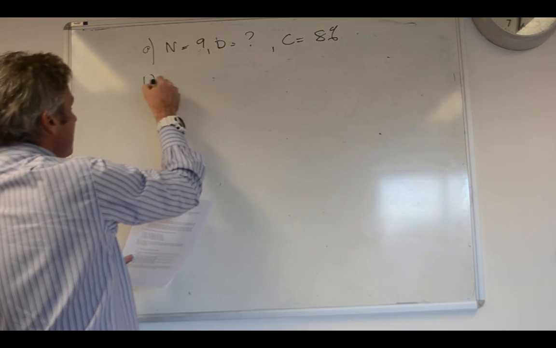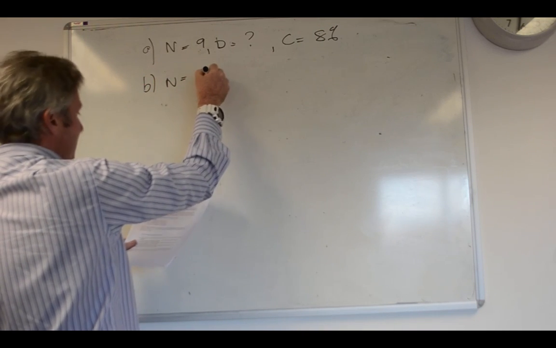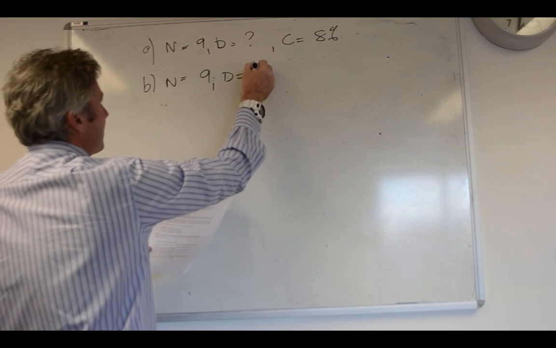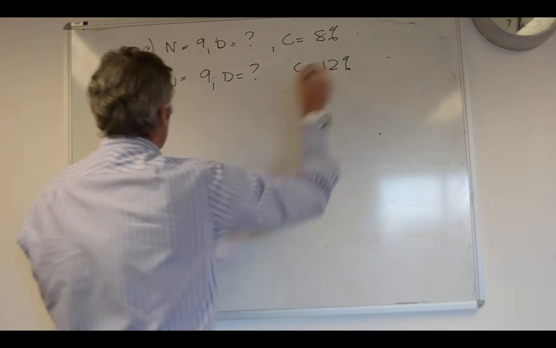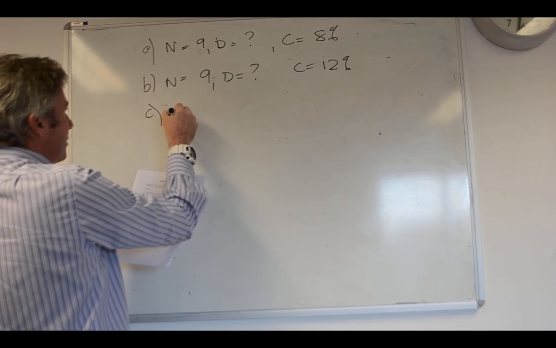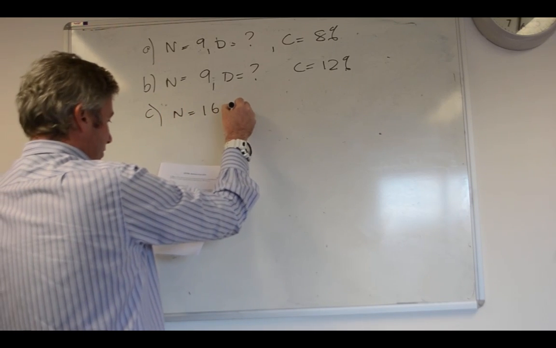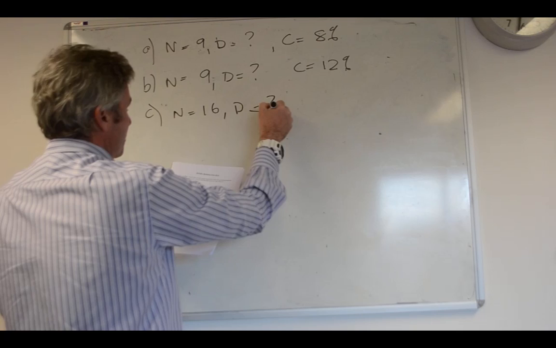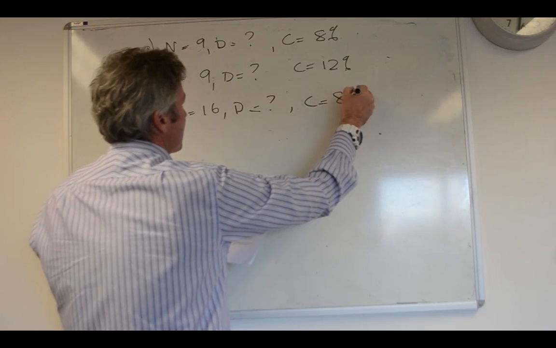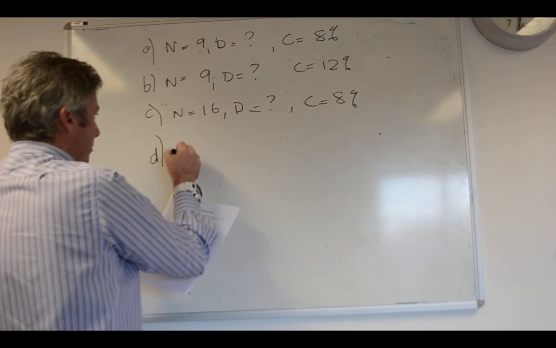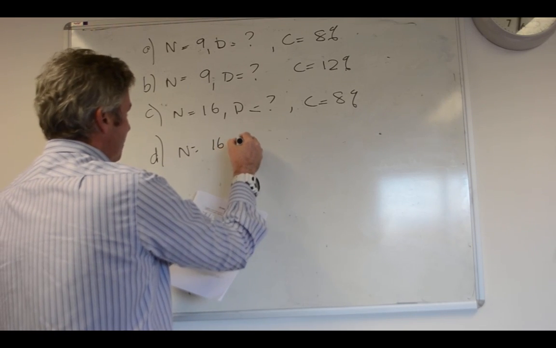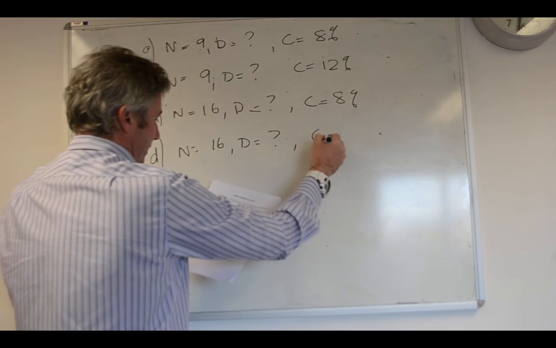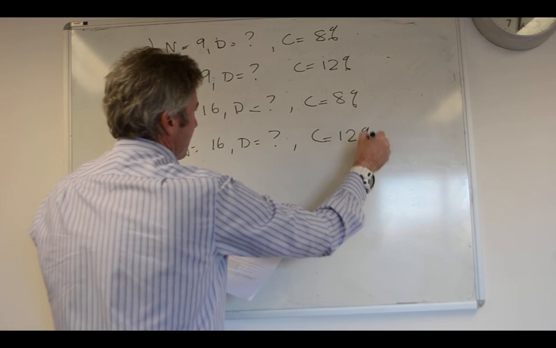Then we've got bond B, which has a maturity of 9 years. Again, we're trying to find the duration, and it's got a coupon of 12%. And then we've got bond C, with a maturity of 16 years, duration equal to, well, that's what we're trying to find out, but a coupon of 8%. Bond D, maturity 16 years, we don't know the duration, and the coupon is 12%.